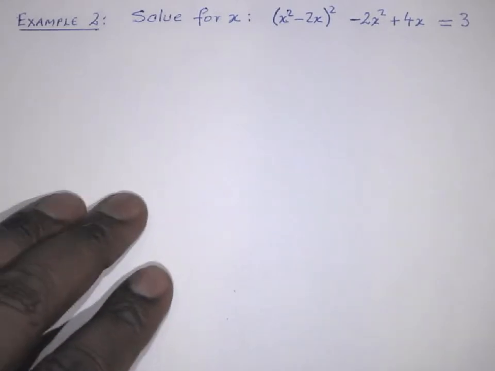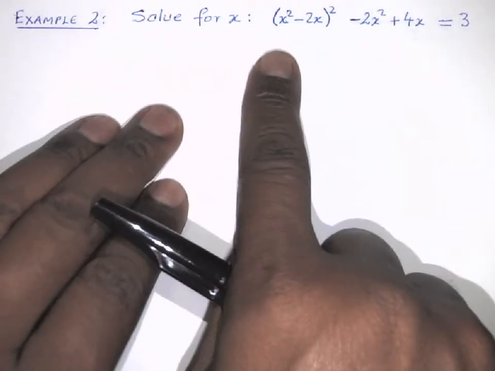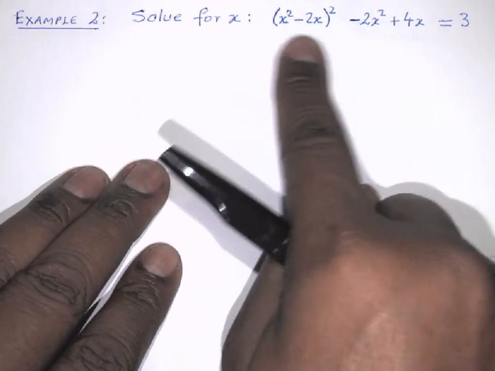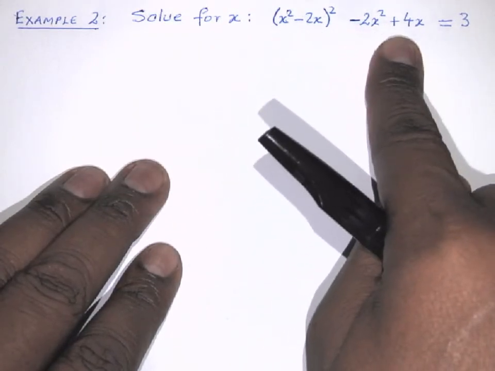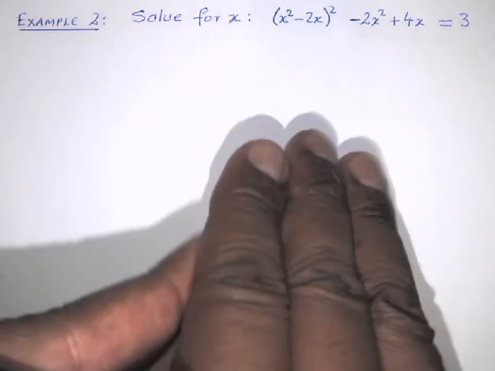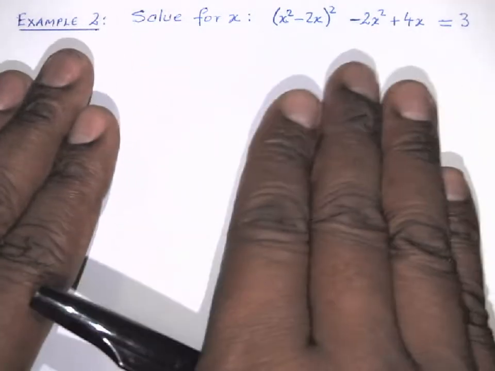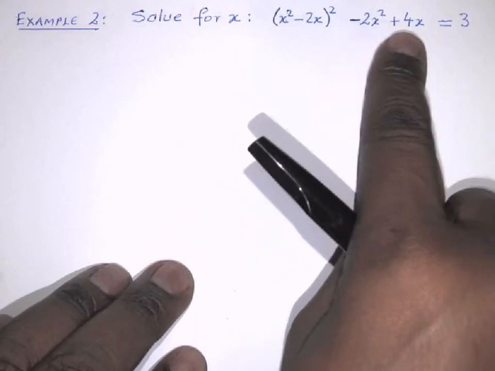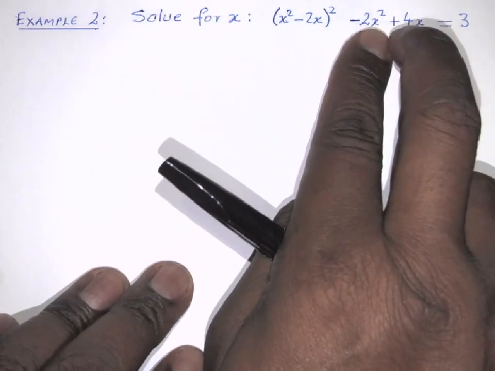Example 2. This says solve for x here. So we're still going to use the K method. This is x squared minus 2x something there minus 2x squared plus 4x equals 3. Sometimes you've got to open your eyes and look if there is anything that looks familiar. Note, if I were to factorize these two terms here, see what happens.